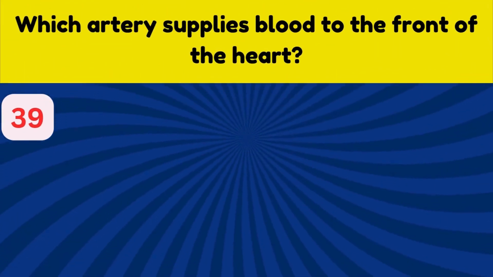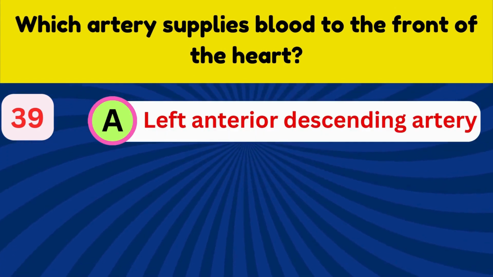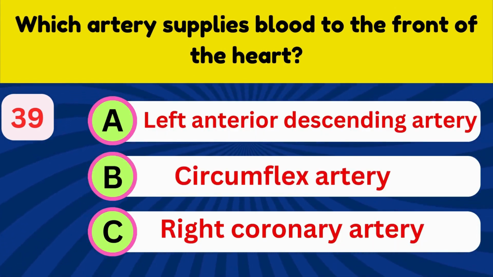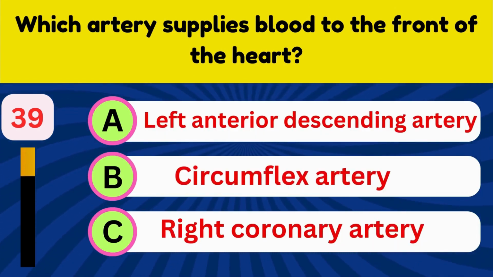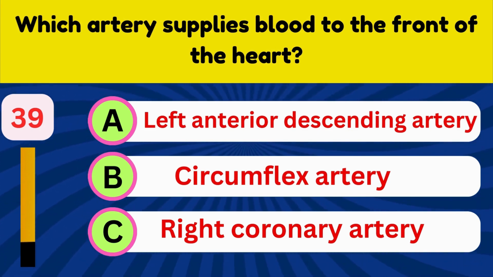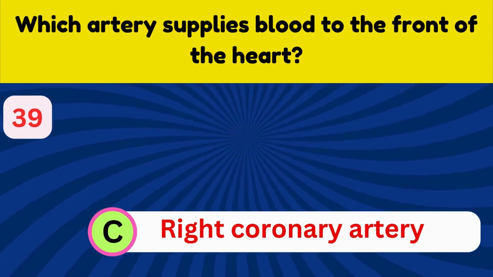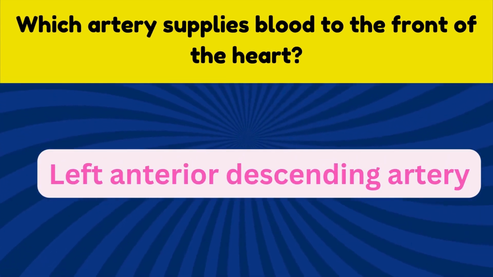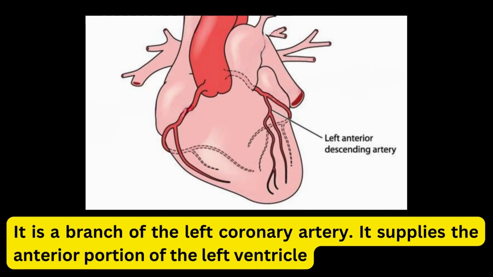Which artery supplies blood to the front of the heart? Left anterior descending artery. It is a branch of the left coronary artery. It supplies the anterior portion of the left ventricle.